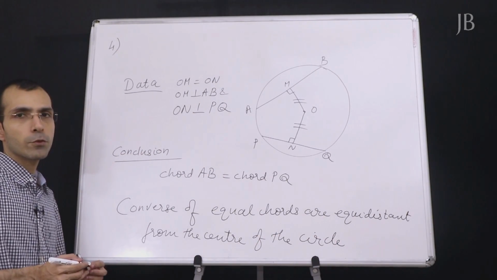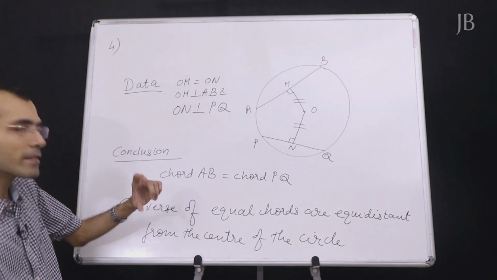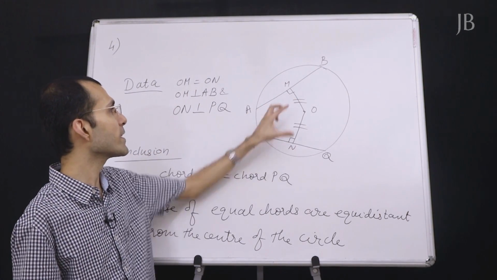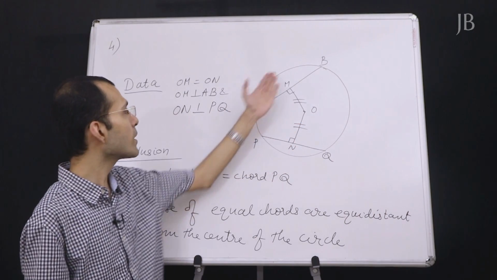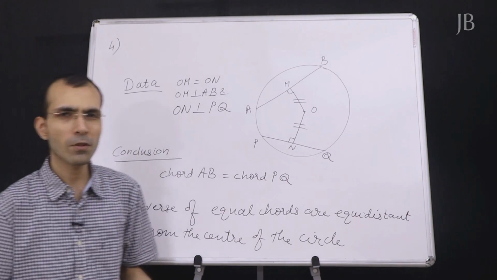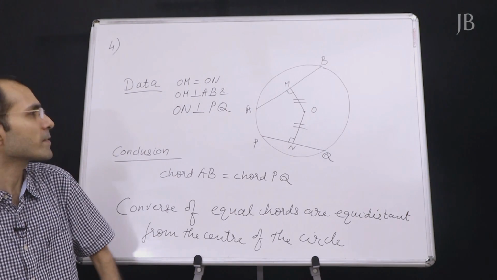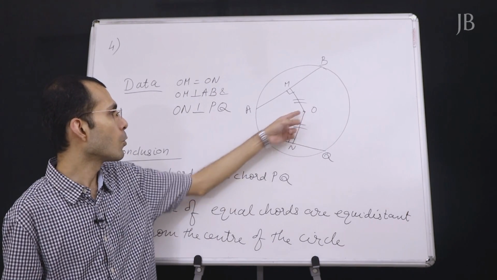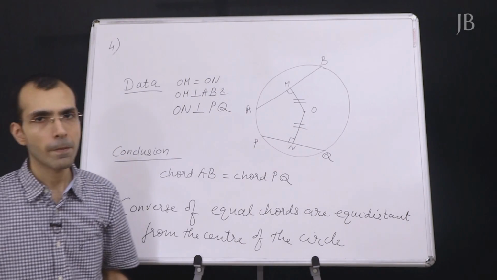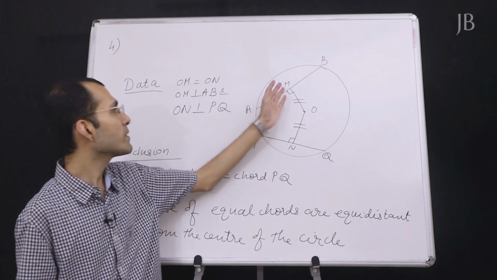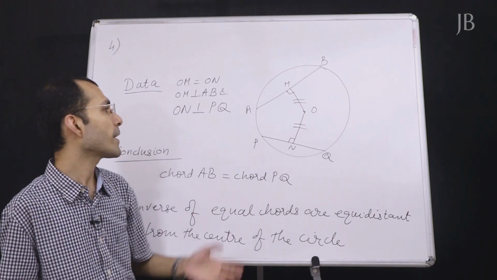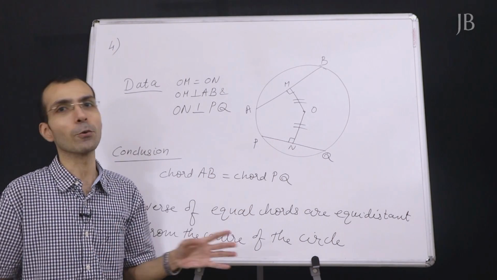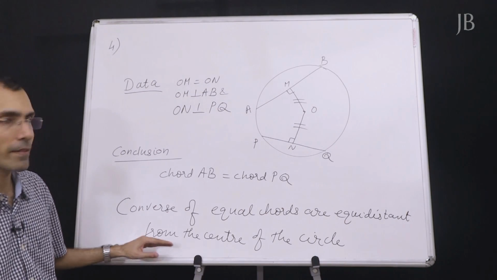So please do not confuse between concept number 3 and its converse. This is the converse. Here we already know that the chords are equidistant. So chord AB and chord PQ will be equal. So a small numerical which we can have on this will be, say, OM is 3 centimeter, ON is also 3 centimeter. What is the relation between chord AB and chord PQ? So we will say chord AB and chord PQ will be equal, and we will have to cite this reason.